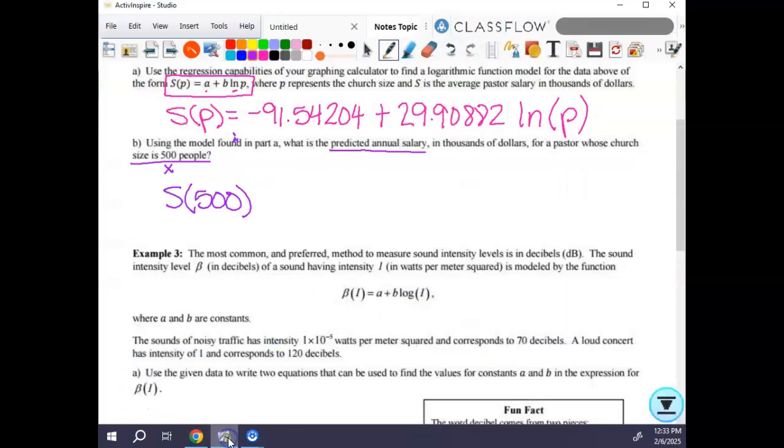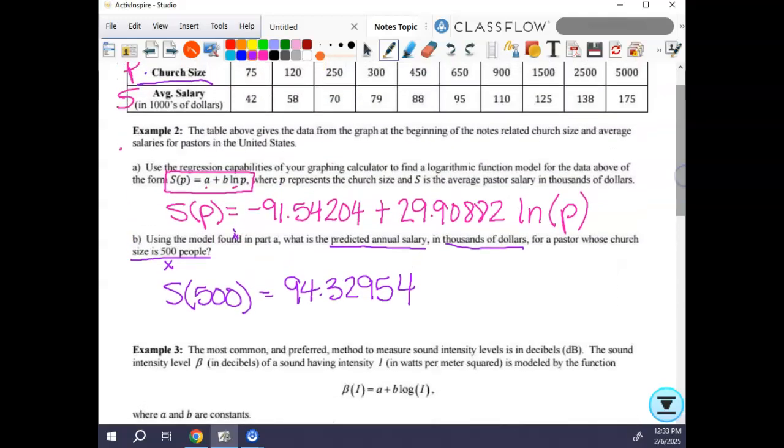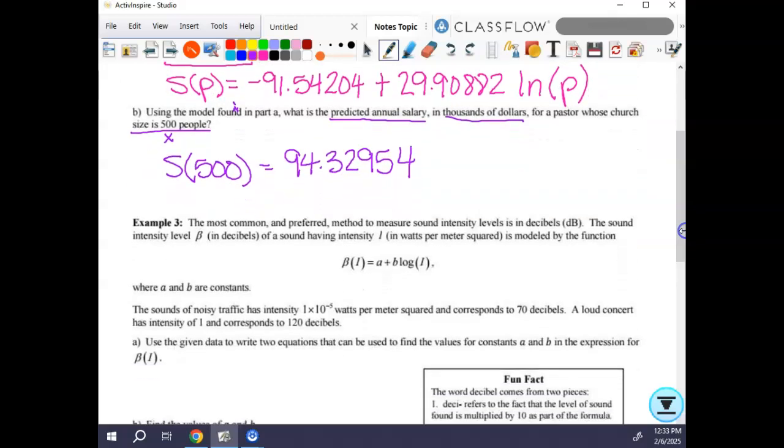All right, so I'm going to come over here and write that is equal to 94.32954. And what does that number represent? Because 500 was people. The output represents what? Salary. Okay, so I got 94. Well, would it make sense that his salary would be $94? No, but 94 is the correct answer because it's what? Thousands of dollars. It says it right here. It also says it right here. Now, I could multiply by 1,000, but don't do that. Just write down whatever it says for the units. That is 94 point whatever thousands of dollars.